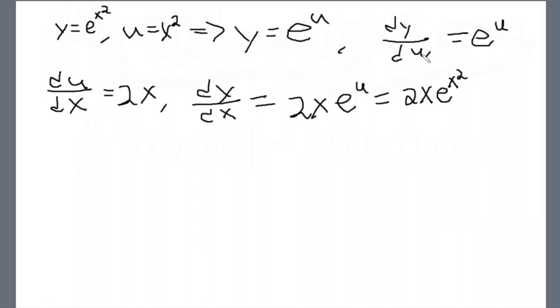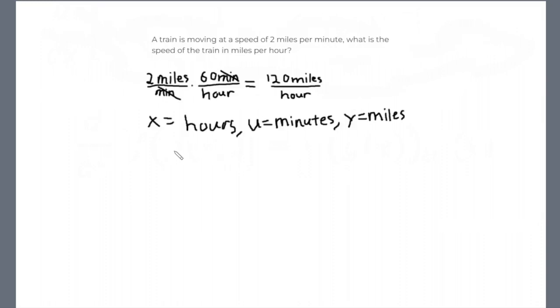This should seem very similar to the conversion problem we did before, because dy/du is the rate at which y changes with respect to u. So if we want to find the rate at which y changes with respect to x, which is dy/dx, we need to multiply dy/du by the rate at which u changes with respect to x, which is du/dx. Now with the calculus approach in mind, let's go back to the conversion problem and use the chain rule.